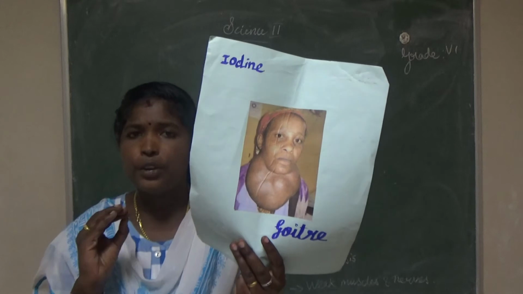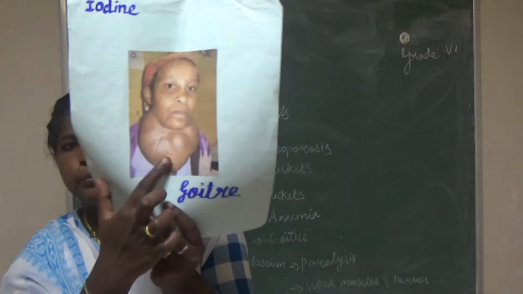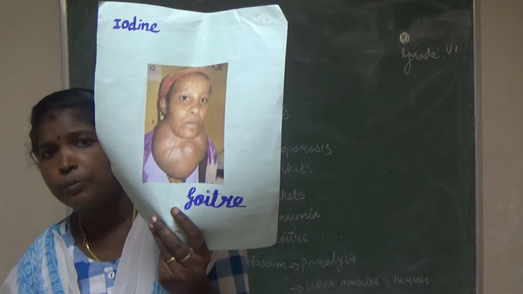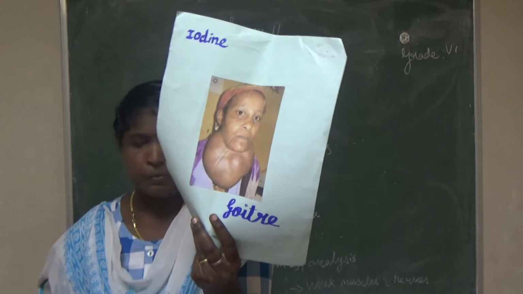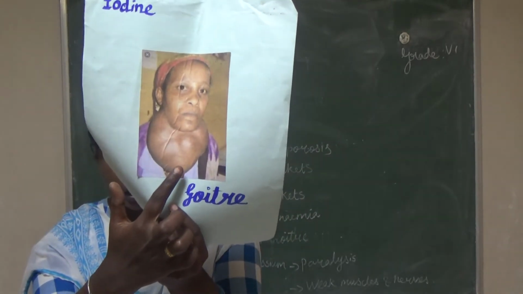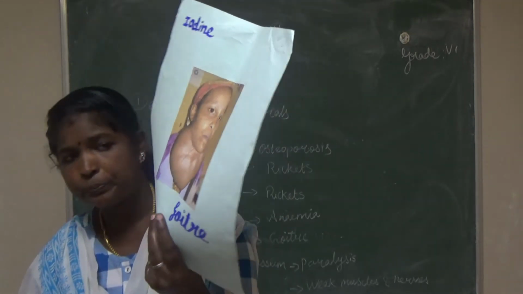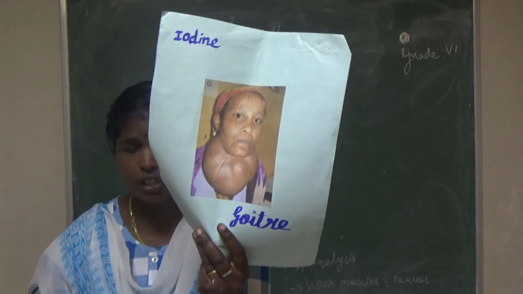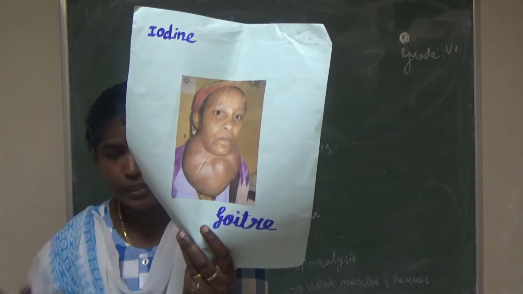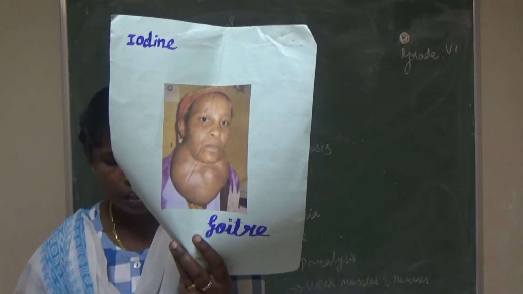Lack of iodine in our diet leads to which disease? Goiter. What are the symptoms of goiter? Enlargement of the thyroid gland, mental depression and stunted growth. These are some of the symptoms of goiter.